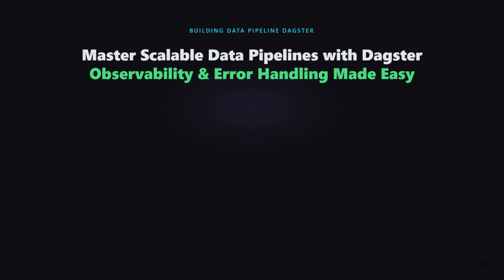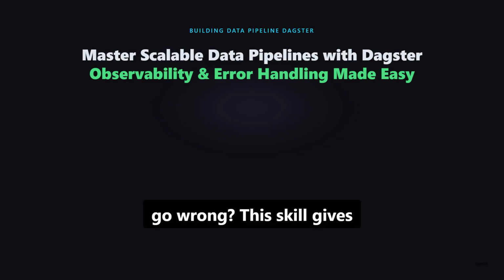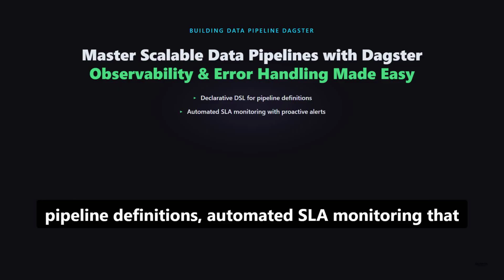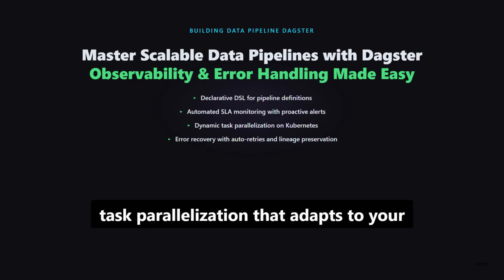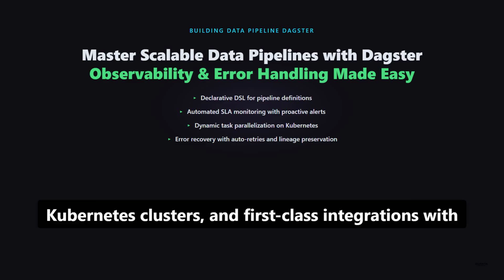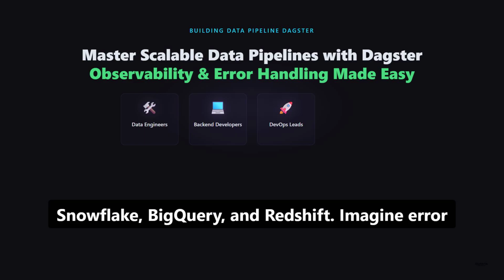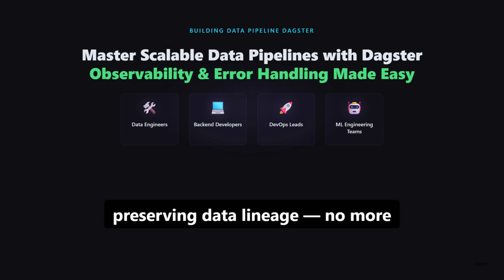Tired of wrestling with data pipelines that break silently, scale poorly, and leave you blind when things go wrong? This skill gives you Dagster's declarative DSL for rock solid pipeline definitions, automated SLA monitoring that alerts you before deadlines hit, dynamic task parallelization that adapts to your Kubernetes clusters, and first class integrations with Snowflake, BigQuery, and Redshift. Imagine error recovery that auto retries failed ops while preserving data lineage.